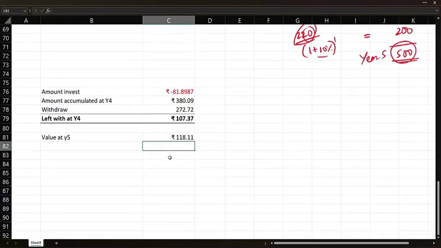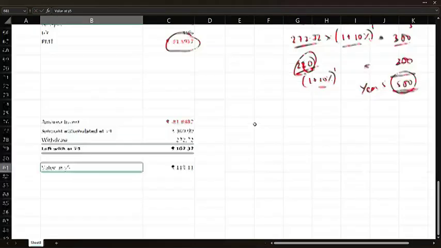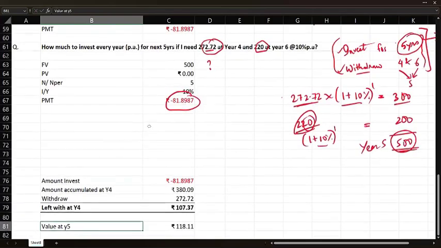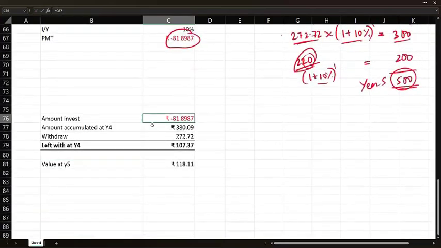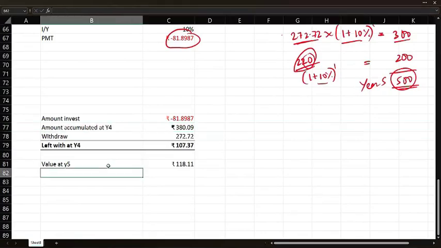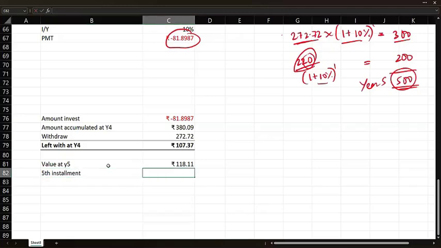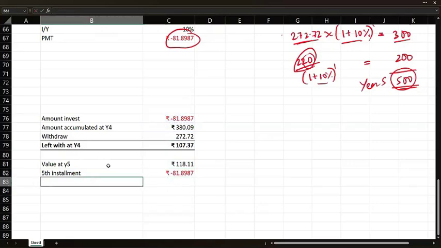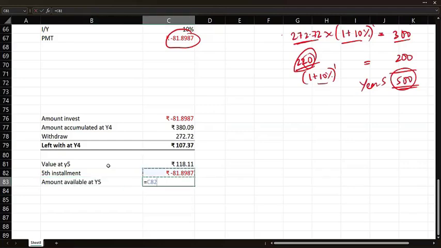Then, we had included only 4 years of installments into this amount here, right? So the fifth installment is yet to come. That is again this amount that you have invested. So what is the total you are left with, the amount available at year 5? That will be this plus this, right? So that gives you ultimately 200.